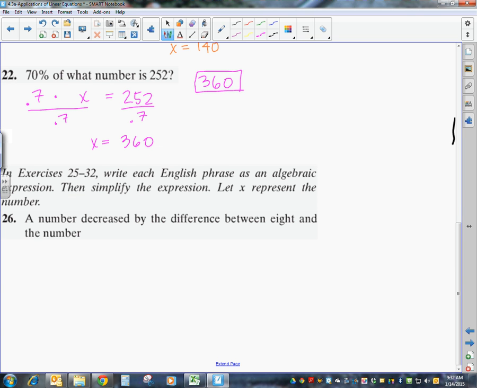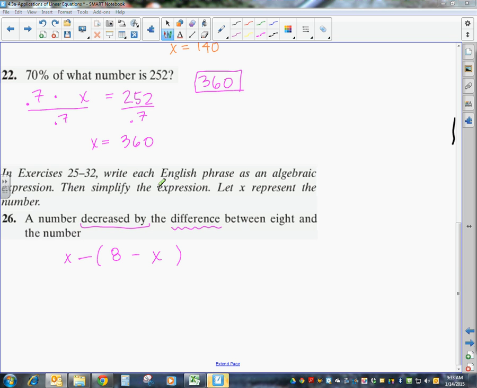Okay, the last example is just writing an expression. Write an English phrase as an algebraic expression, then simplify the expression. Let x represent the number. So, a number decreased by, remember we talked about that was minus, the difference. The fact that they gave me this word means I've got to put this difference in parentheses. And what is the difference? It is the answer to a subtraction problem, between 8 and the number. So that's the original straight translation.